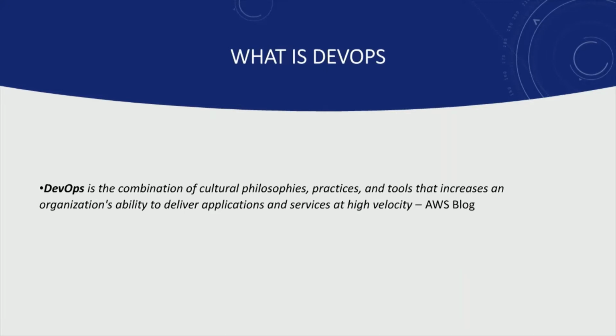I found this quote a couple of years ago that I've used a few times, because I think it's a great summary of what DevOps is, and it's from the AWS blog. It says, DevOps is a combination of cultural philosophies, practices, and tools that increases an organization's ability to deliver applications and services at high velocity. That's a lot of words, but I think it sums it up very well.